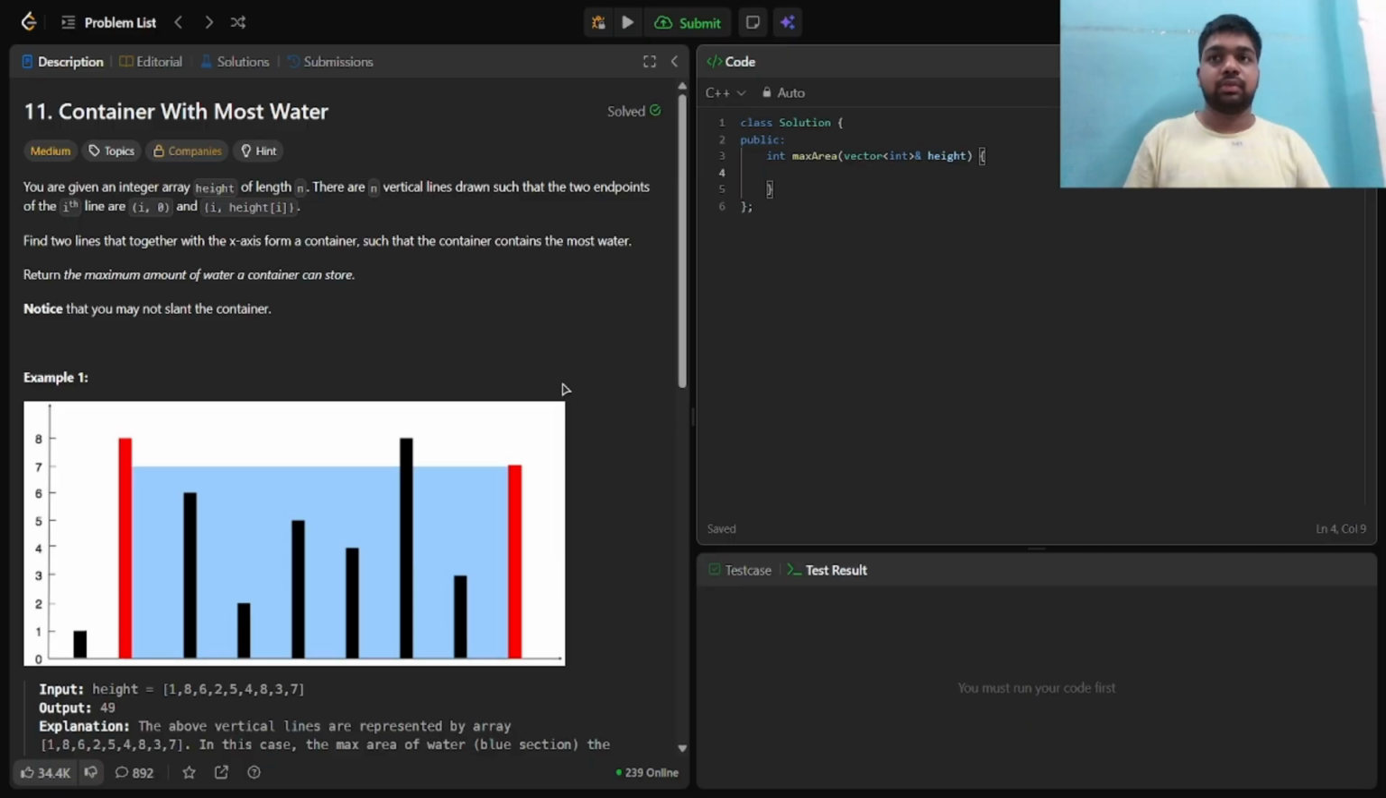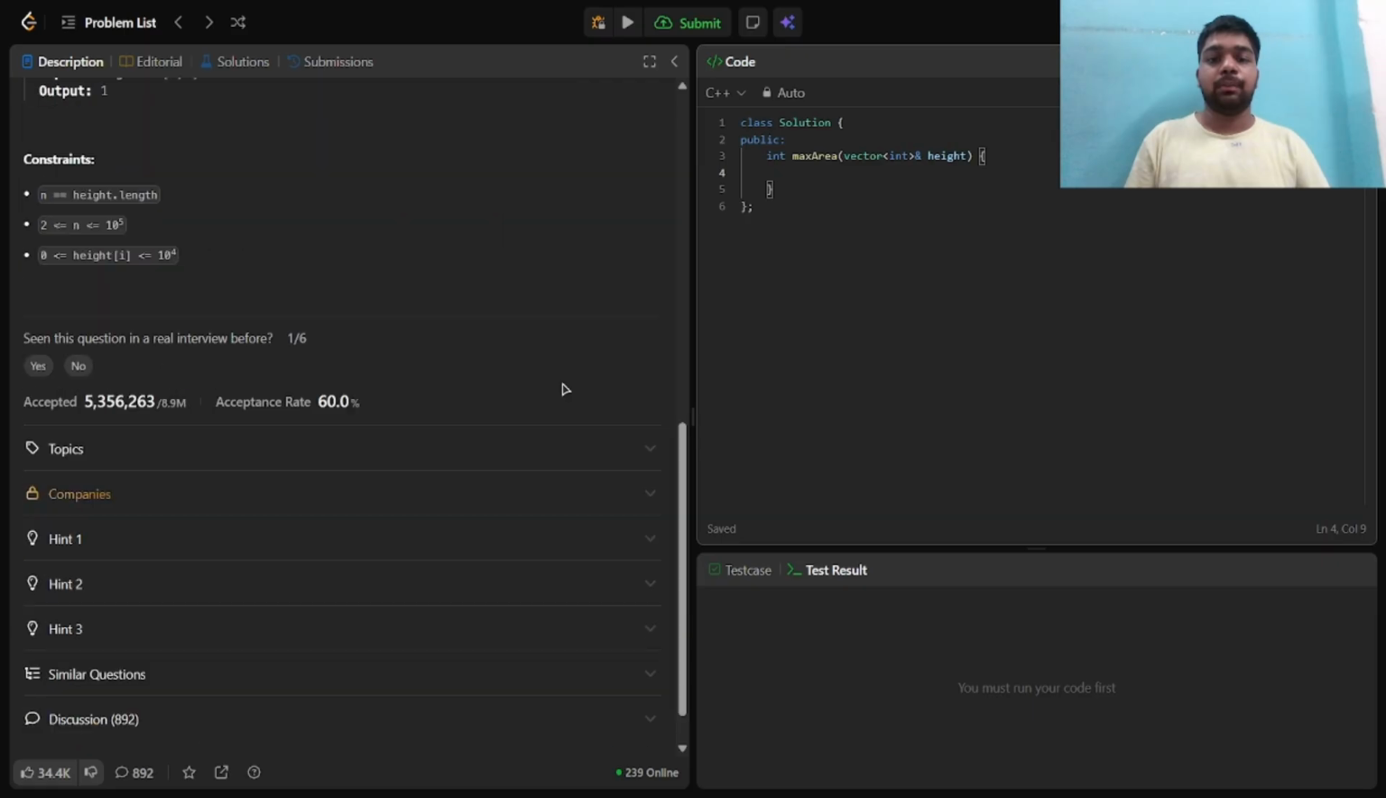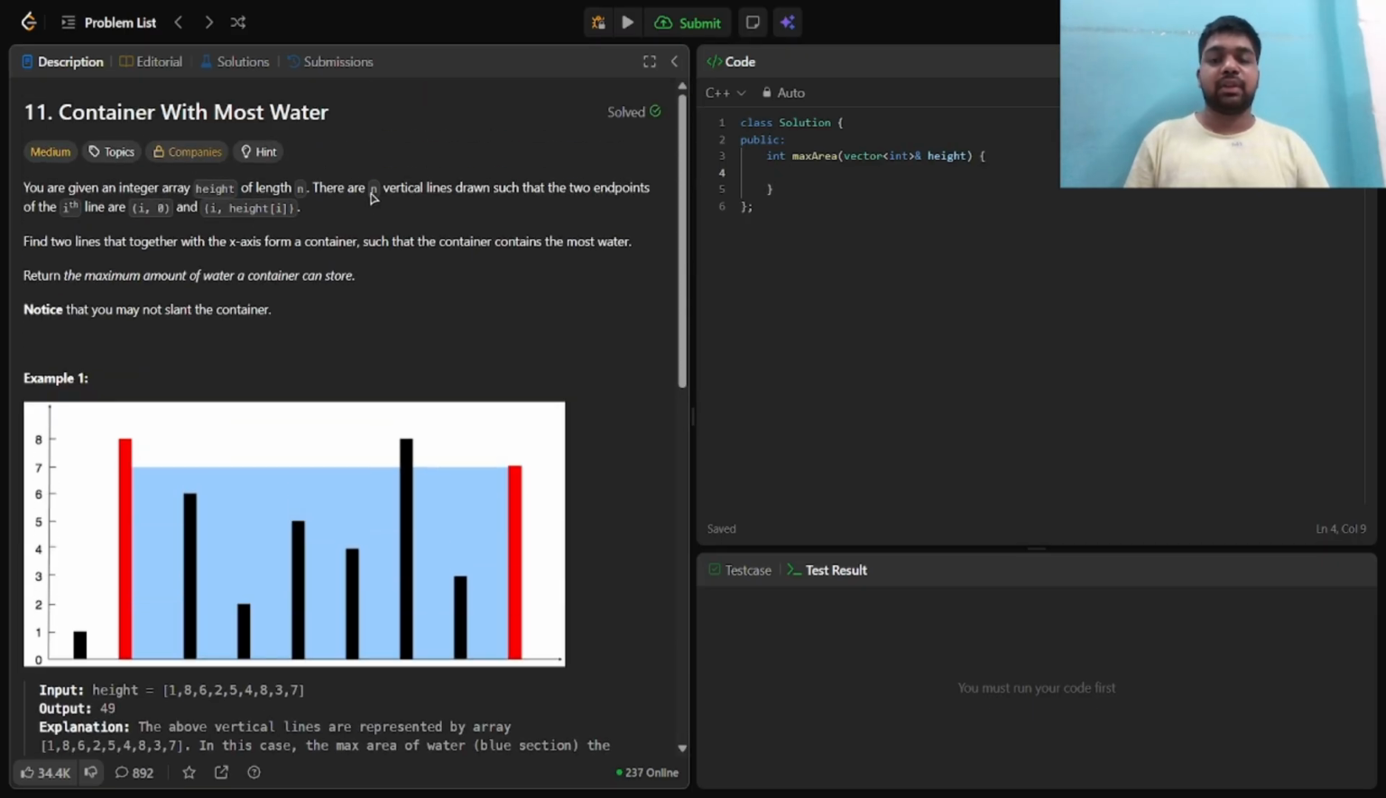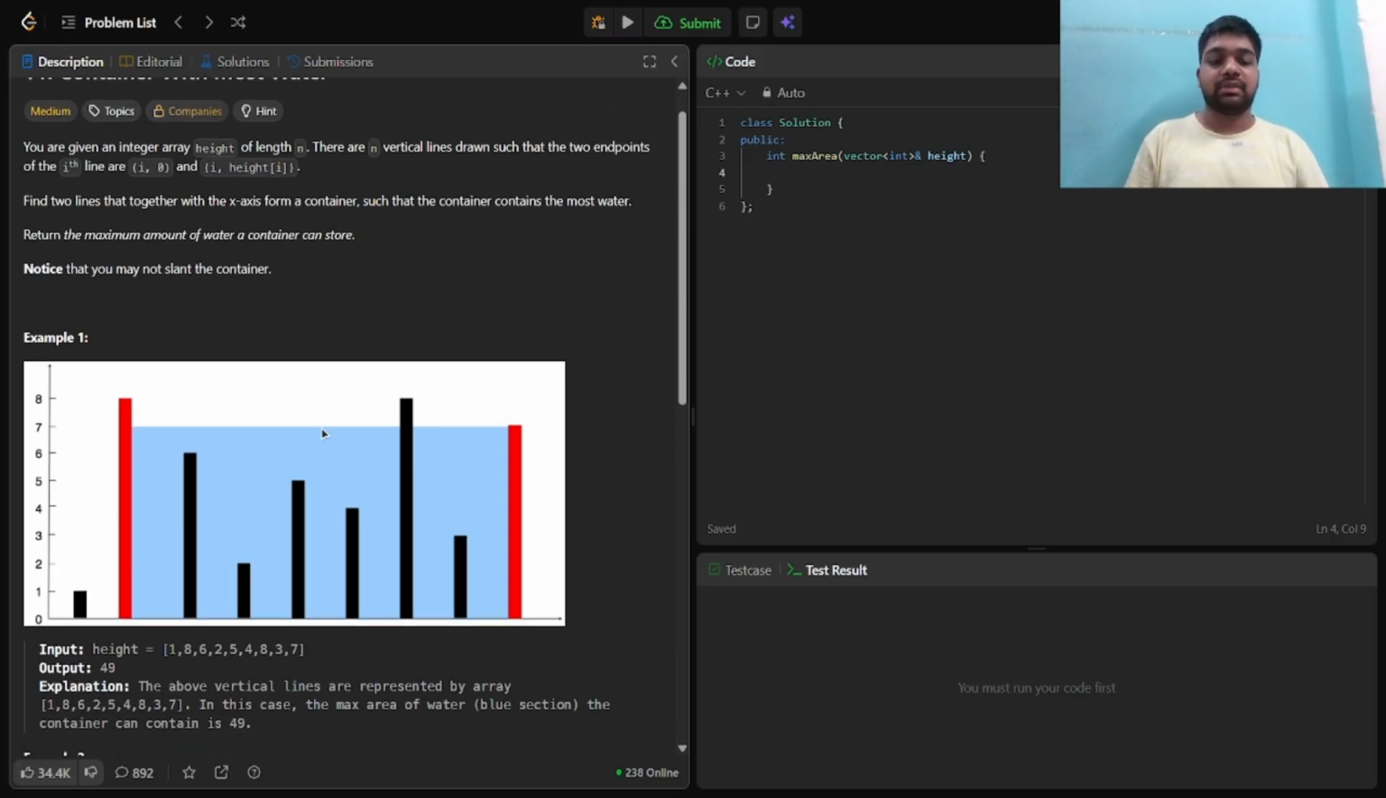At first we would think of the brute force approach, where we do nested loops, but as you can see the test cases go up to 10 to the power 5 and it will give a time limit exceeded error, so we will use the two-pointer approach only. In this we will put two pointers: the first at the initial index 0 and the second at the last point of the array. That gives us the maximum possible width initially.